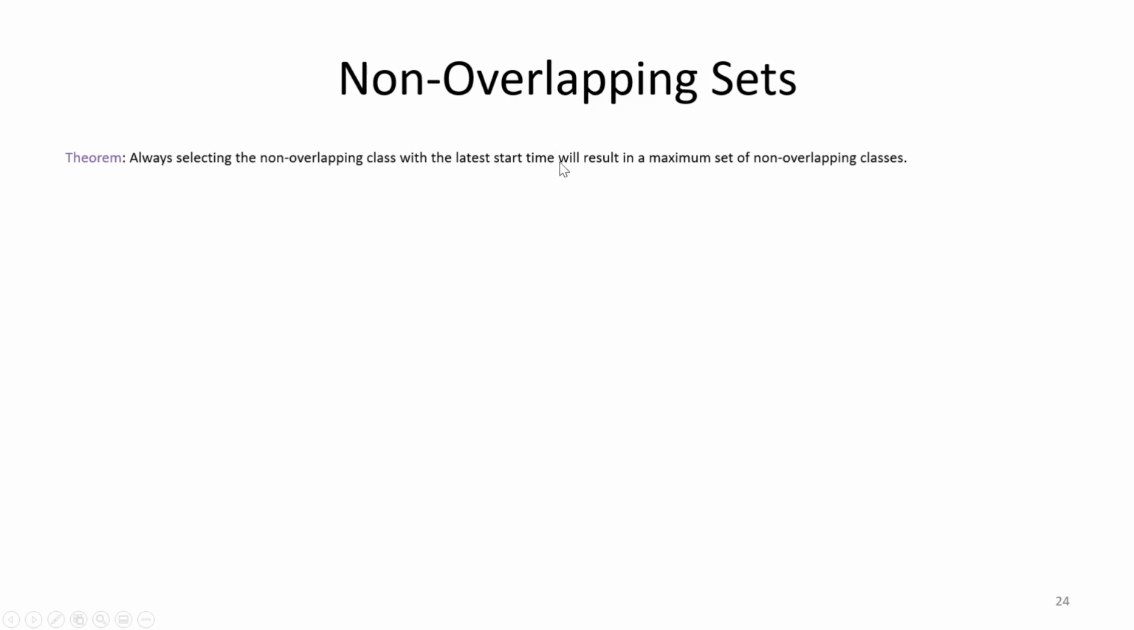So remember, we have 2 clauses here. The first clause says what your algorithm does: always selecting the non-overlapping class with the latest start time. The second clause, usually borrowed from the problem statement, tells us what it is to be correct for that problem. In our case, maximum, that's the optimality part. Non-overlapping classes, that's the validity part. Again, we've just borrowed that from our problem statement.